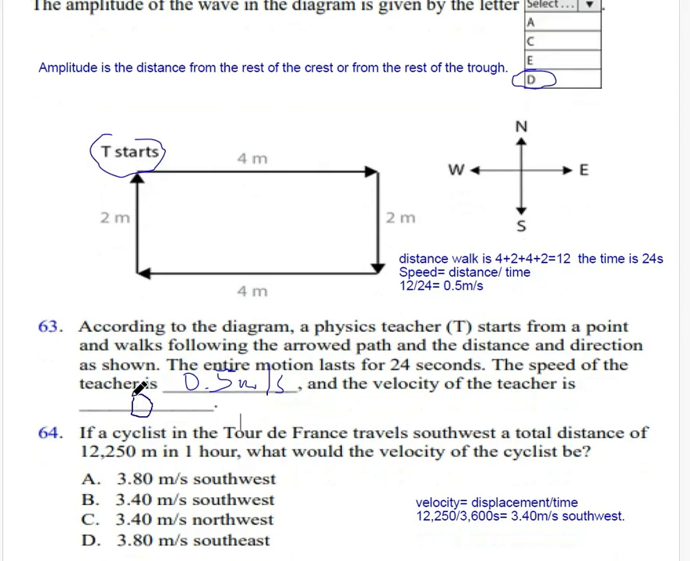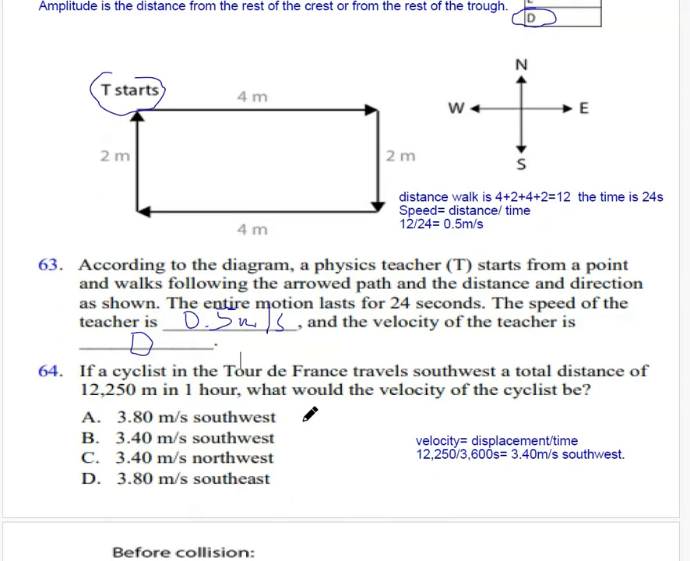So 0 meters per second is the velocity of the teacher, because velocity is displacement over time, and displacement refers to the change in position. So the physics teacher didn't change his position. He just walked a total of 12 meters. So that's why it's 0.